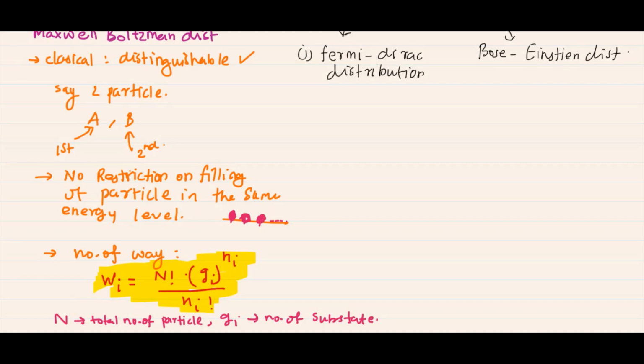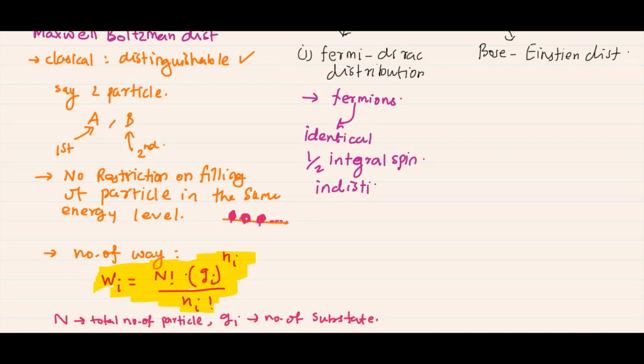Next we move to the Fermi-Dirac distribution. This distribution is obeyed by the particles called fermions. So what is a fermion? Fermions are identical particles with half-integral spin, and they are indistinguishable. We cannot distinguish them.